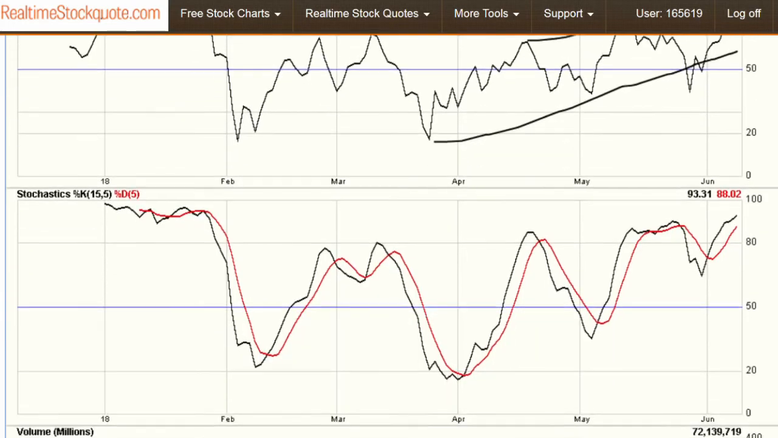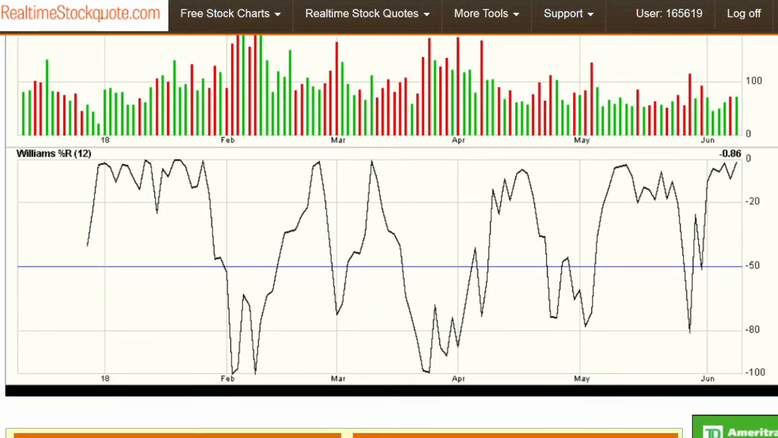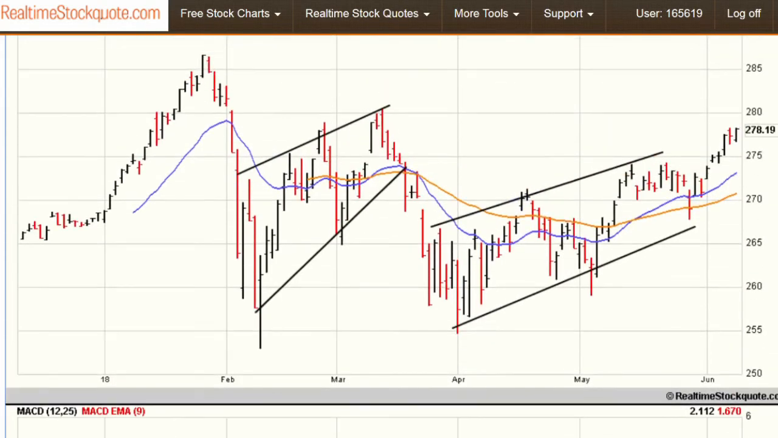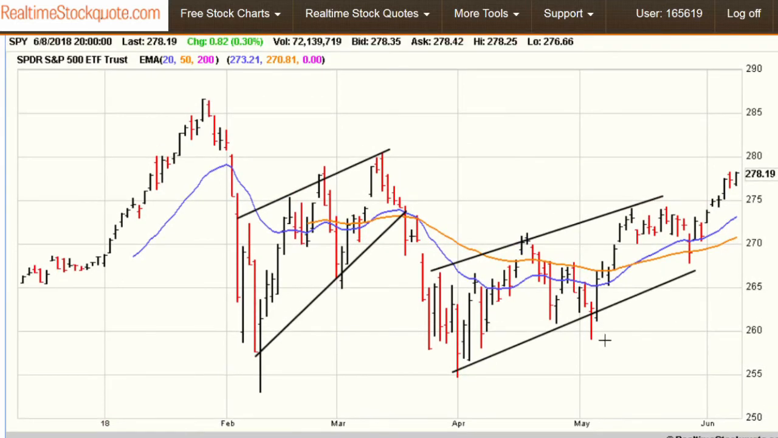Moving down here, stochastics look good, and the volume looks fine. And then, of course, the Williams also replicates what the other oscillators are showing. So to me, right now, I simply see a stock, or in this case, an index that is improving. I don't see that this thing is going to break down. All right, let's go to my second indication, the weekly spiders.